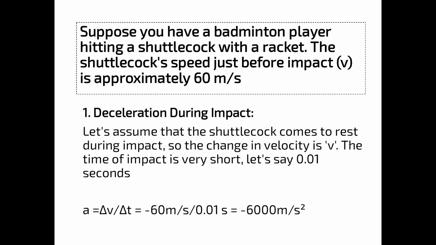Number 1. Deceleration during impact. Let's assume the shuttlecock comes to rest during impact, so the change in velocity is v. The time of impact is very short, let's say 0.01 second. So a = ΔV/ΔT = -60 meters per second divided by 0.01 second = -6000 meters per second squared.